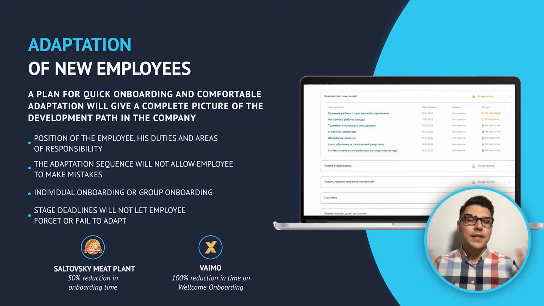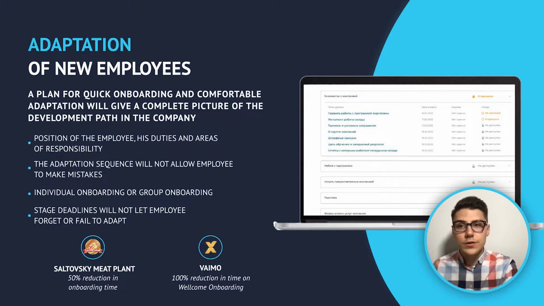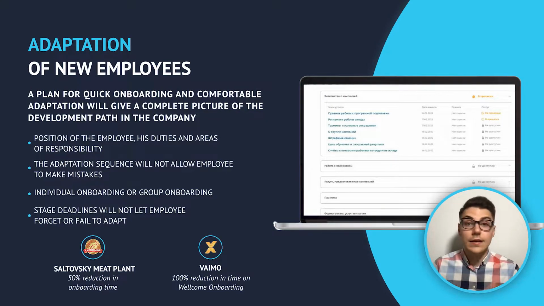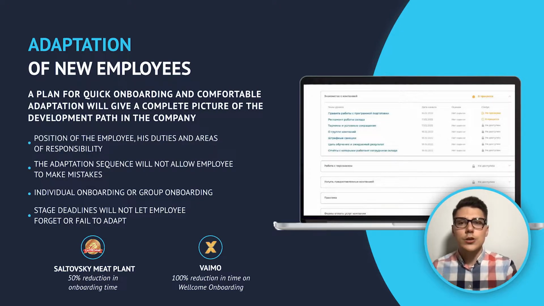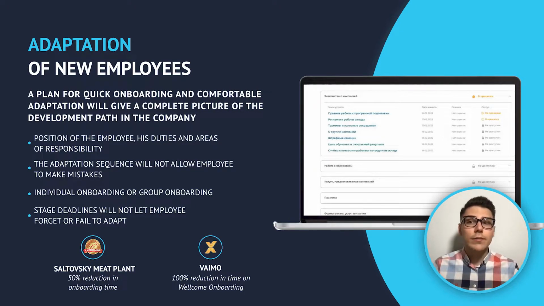A great adaptation can't be done without a plan, so our platform helps structure and optimize this process. Every task and stage are sequential for the sake of preventing mistakes in completion and tailored individually for an employee's position and areas of responsibility. You can also create an adaptation for a certain team, department, or a whole business. Our recent clients, Salrovsky Meat Plant and Vimo, achieved dramatic reduction in onboarding time and cost.